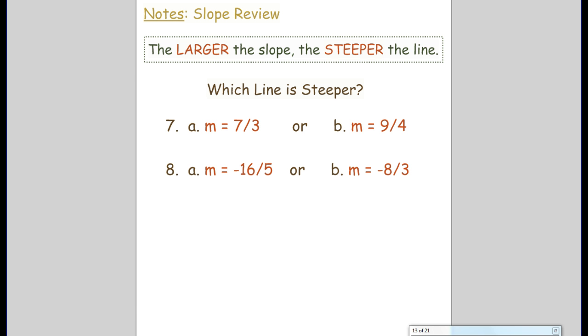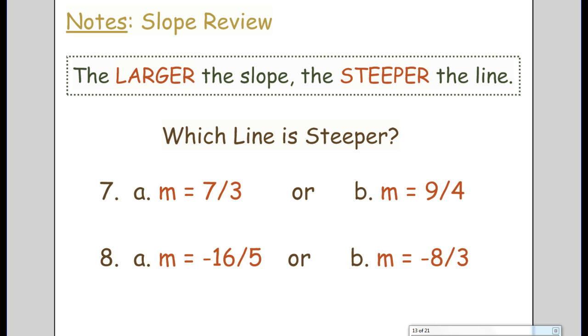All right, so we talked about this in the warm-up. The larger the slope, the steeper the line. The smaller the slope, the flatter the line, okay? So I want to know which line is steeper. I give you 2 choices for number 7, and 2 choices for number 8. Just pick which line is steeper. You're just trying to figure out which one is larger, right? Because the larger it is, the steeper your line is.